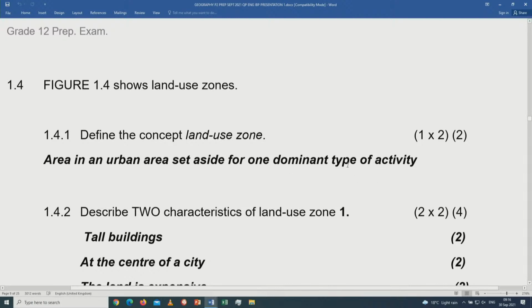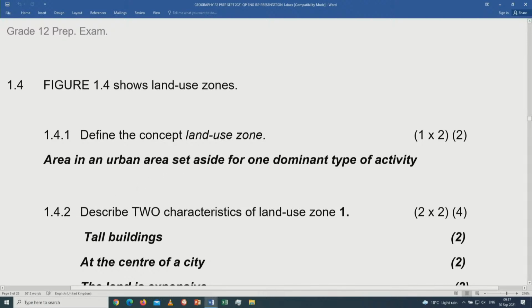And as you can see, you may come across learners who say an area in an urban set aside for one specific type of activity, where the answer says dominant. We also allocate a mark for that. It is a concept again, so you'll have various answers from the candidates.